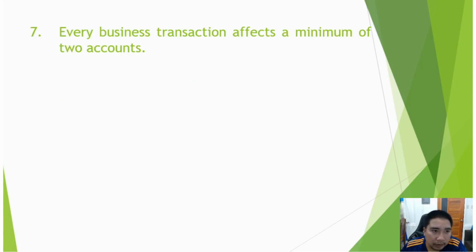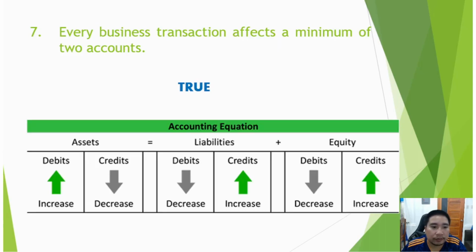All right. Number 7, every business transaction affects a minimum of 2 accounts. This is true. As long as the business transaction is an accountable transaction or an accountable event, then that transaction, under the principle of double entry system of accounting, must affect at least 2 accounts in our books. The double entry system of accounting states that every transaction causes one account to be debited and another account to be credited, thereby maintaining the balance of the accounting equation through and through.